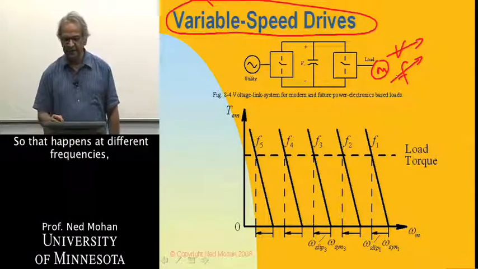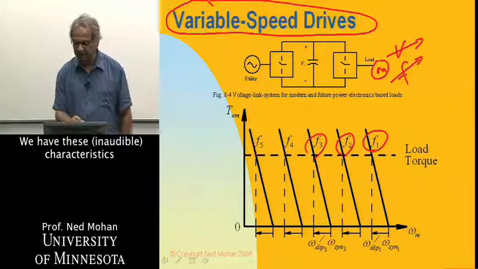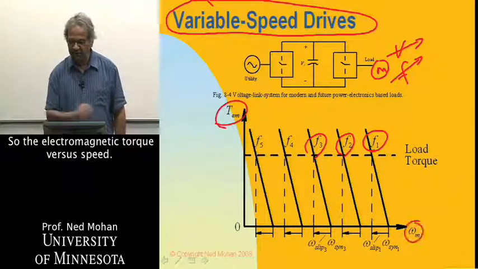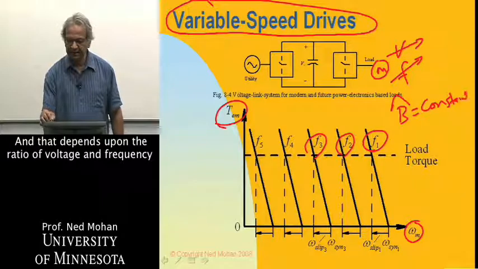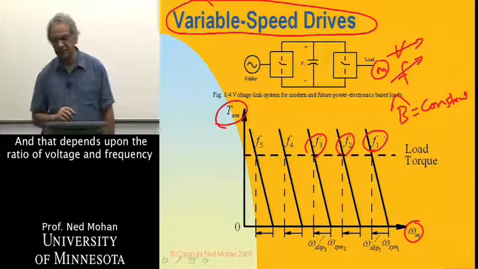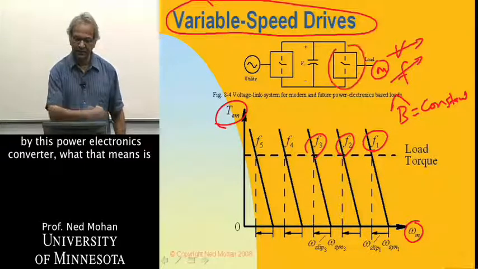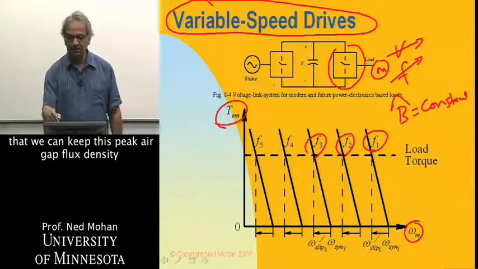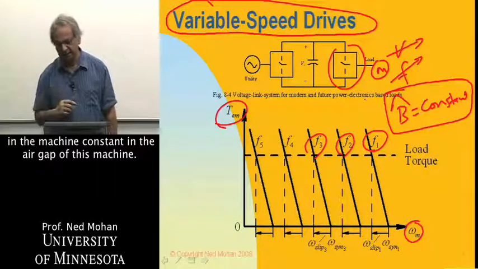So if that happens at different frequencies, F1, F2, F3, and so forth, we have these torque speed characteristics, which are plotted over here. So the electromagnetic torque versus the speed, assuming that the peak flux density is constant in the air gap. That depends upon the ratio of voltage and frequency that we are applying to this machine. And if we can control both, which we can with this power electronics converter, then we can keep this peak air gap flux density in the machine constant.